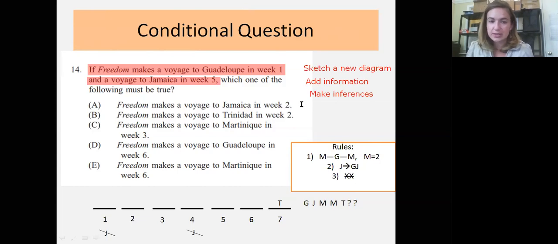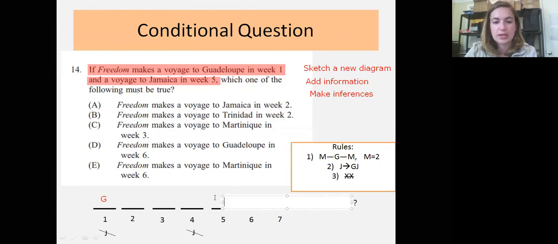You've changed it. And this information is only valid for one question. So even though it takes a little time, it's really important that you write a new diagram out for this type of question so that you don't mess up your original and that you're able to think through your work in a systematic way. So I'm going to go ahead and add G to week 1 and J to week 5.